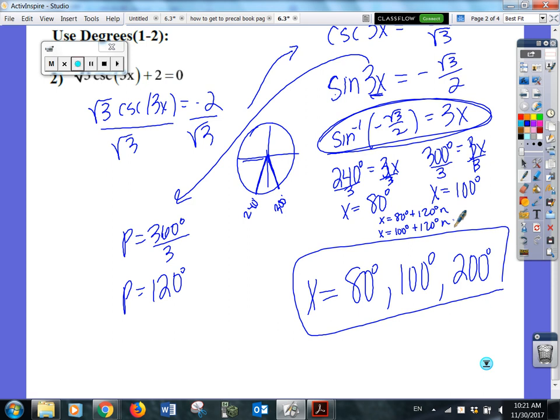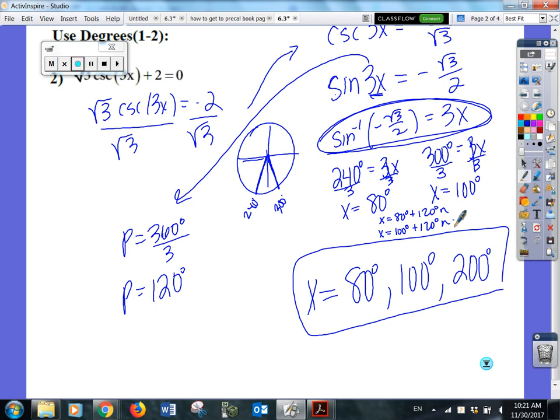If I were to say find the general solutions for this equation, that would be it. So it starts at 80, and every 120 degrees, whether we go forward or backward, there's an answer. And if I start at 100, every 120 degrees forward and backwards, I have an answer. So now the question says, what are the first three positive values? So remember, n is an integer. So if I plugged a 0 in for n, I'd get 80 plus 0, which gives me 80.